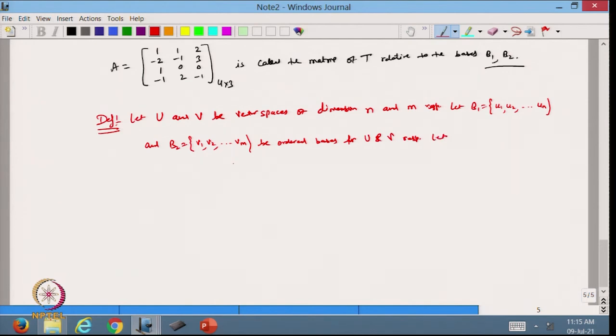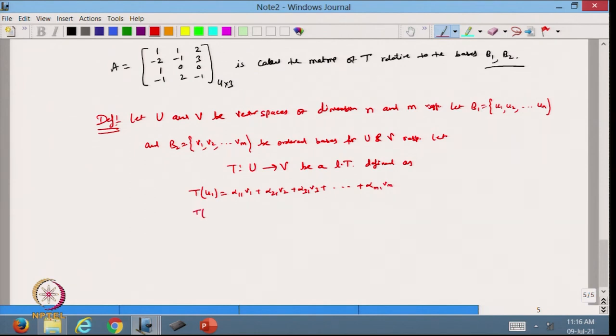Then let there be a linear transformation T from U to V. It is given to me. So let T from U to V be a linear transformation, defined like this: T of U1, because it is going from U to V, is equal to, maybe I can call it, alpha 11 V1 plus alpha 21 V2 plus alpha 31 V3 plus, up to alpha m1 Vm, because we have m number of vectors here.